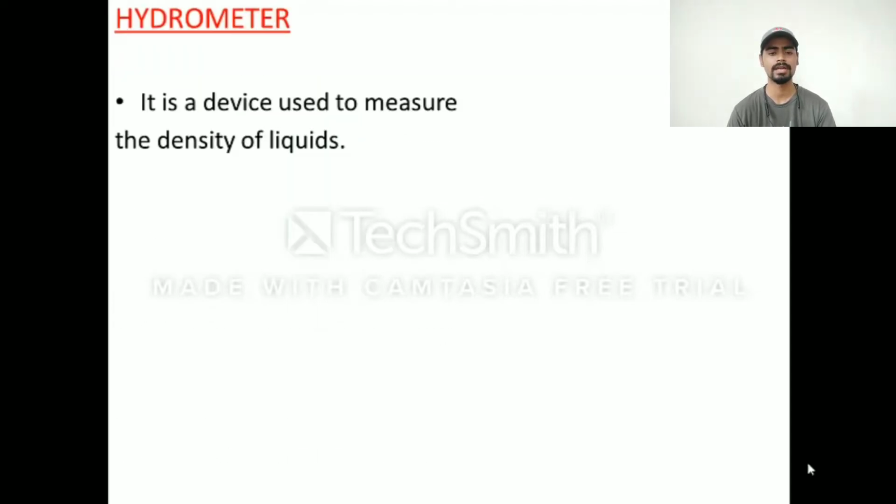So basically, what is a hydrometer? It is a device used to measure the density of liquids. Whatever liquid you have, you can put the hydrometer inside that liquid and find out the density of that particular liquid. It is just like how you measure the temperature of a liquid using a thermometer. In the same way, you can use the hydrometer to find out the density of a liquid.